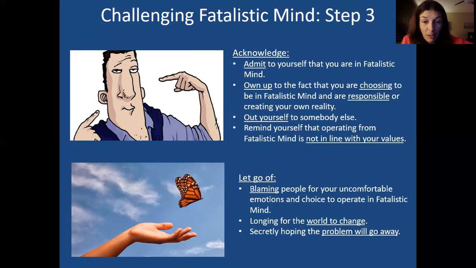So then the next part in the bottom. Let go of blaming people for your uncomfortable emotions, or longing for the world to change, or secretly hoping the problem will go away. This is all the passive stuff that we have to let go of. We have to be more involved in our own choices.